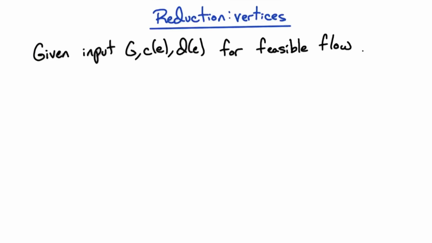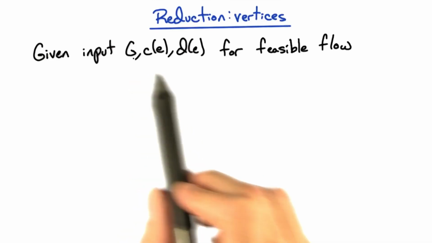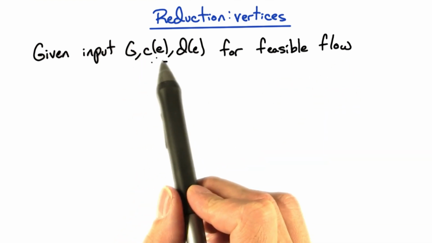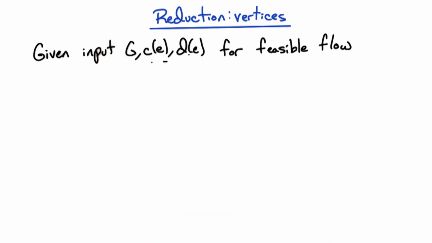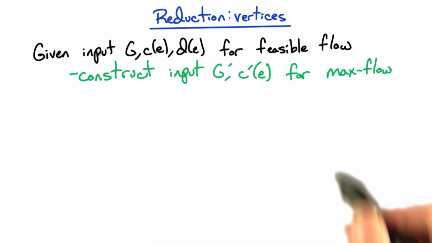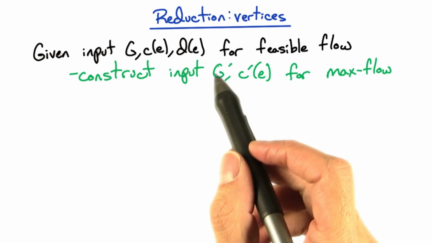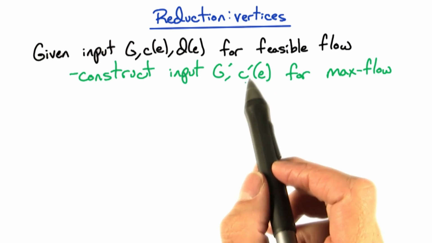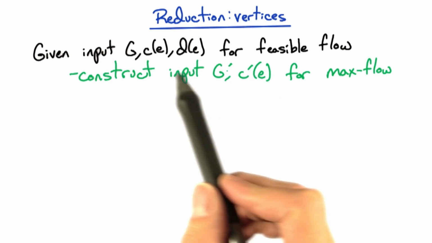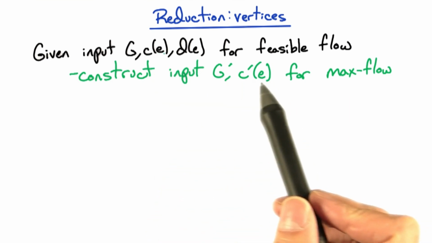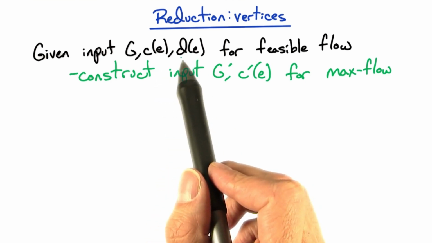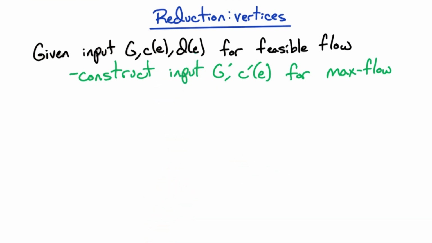So let's dive into the reduction. Let's take a particular input for the feasible flow problem. This is specified by a directed graph G, capacities along the edges, and demands along the edges. Now we need to construct an input for the max flow problem. This is specified by a directed graph, which we'll call G prime, and capacities along the edges, which we'll specify by C prime. Now these capacities don't have to be the same as the original capacities. In fact, we need these capacities to encode not just the capacities in the original graph, but also the demands in the original graph. Let's take a look at a particular example, a very simple example.